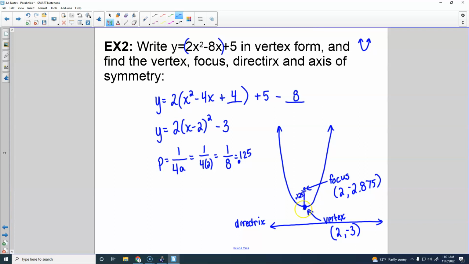Our directrix is going to be that same distance away from that vertex. So it is a horizontal line. Horizontal line is y equals a number. So we're going to take the y coordinate of our vertex, which is negative 3. We have to go down 0.125. So we'll get negative 3.125.